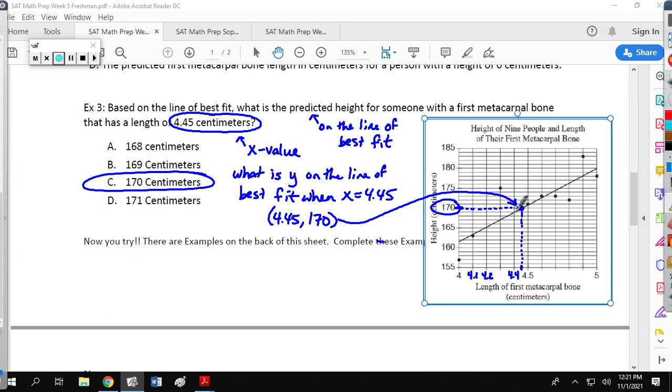Okay? All right, on the back is another scatter plot with similar questions. Once again, please turn your paper over. Complete those questions, including your work, which would be your reasoning why your answer is or is not the correct answer. Okay, and when you are done, turn your paper in to your proctor.